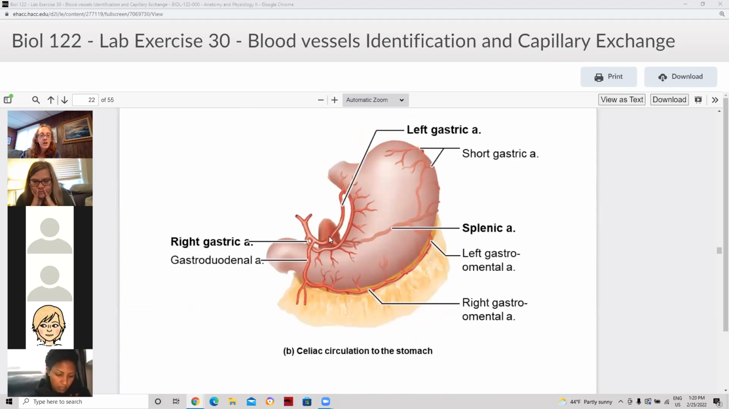So here's the celiac trunk, left gastric artery, splenic artery, and the proper hepatic artery that's not labeled here. And one of the branches coming off the proper hepatic artery is the right gastric artery. So you have a left gastric artery and a right gastric artery.